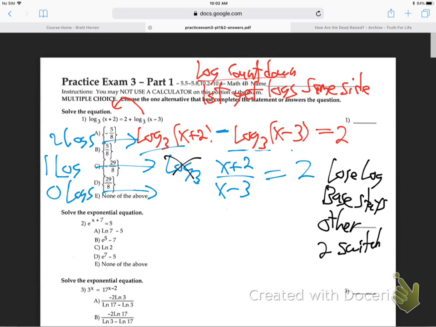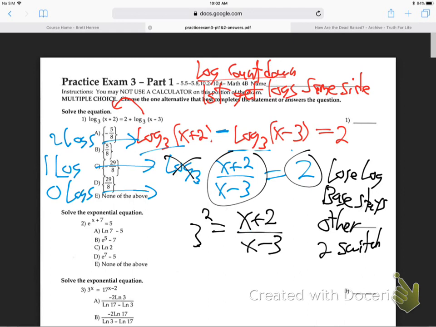So the 3 will stay, and then this and the 2 will switch. Instead of 3 to all that x stuff, it's 3 to the 2, and all that x stuff goes over there. Remember that? So we've gotten rid of the logs. We counted down the logs. 2 logs, 1 log, no log. So what do we do with that? Well, that's 9. 3 squared is 9, as you know, equals x plus 2 over x minus 3. Now you just put the 9 over 1 and cross multiply.